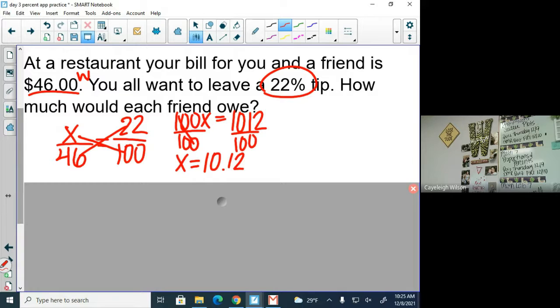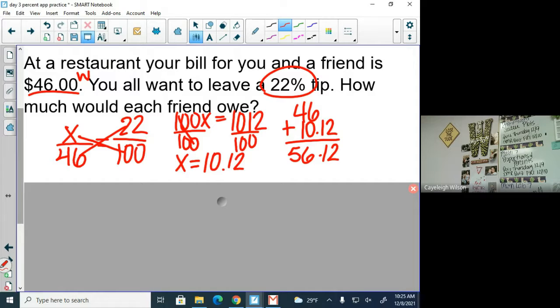What do you do with tax and tip? You add it on to the whole bill. So I'm going to take the whole bill, which is 46, and I'm going to add on the tip. 56.12. Now, if the question said, what is the bill with tip? That's where you would stop.